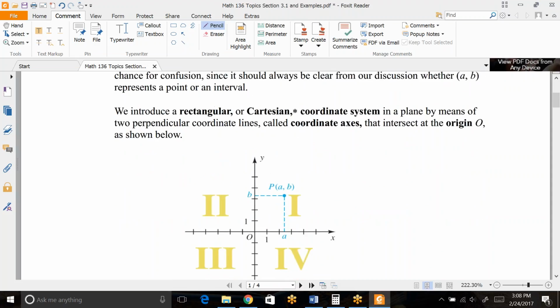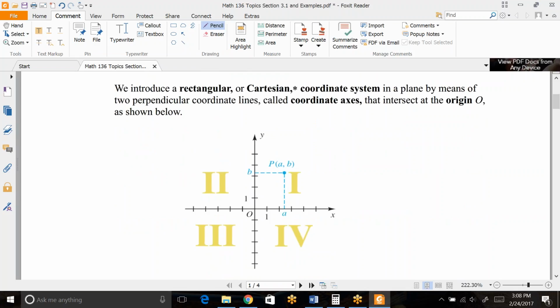So it looks like this when we plot it. This is called the rectangular or Cartesian coordinate system. And we have this point in the middle that we've labeled here as the origin. That is the 0 for the x-axis, which is this horizontal one, and the 0 for the y-axis.